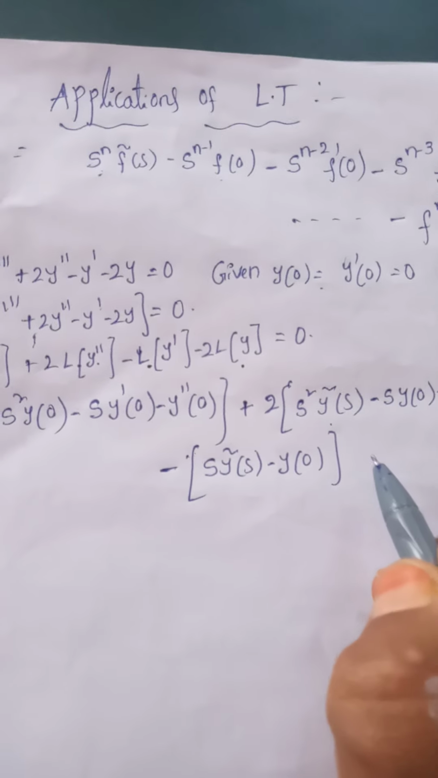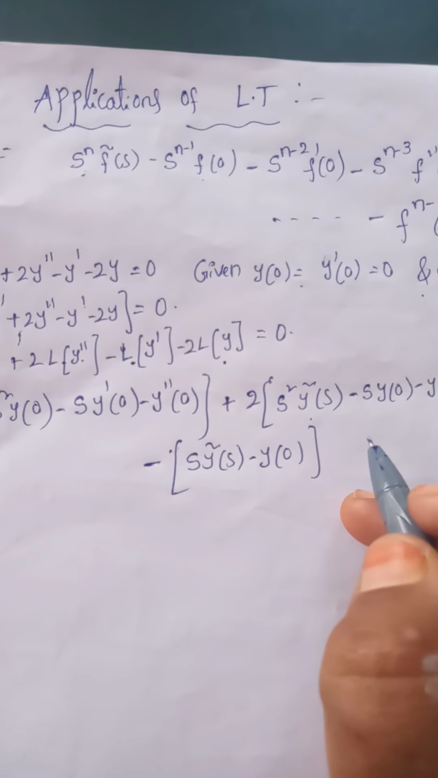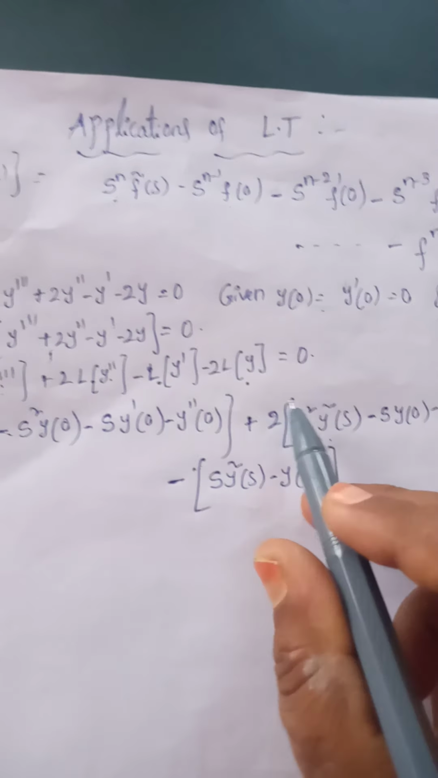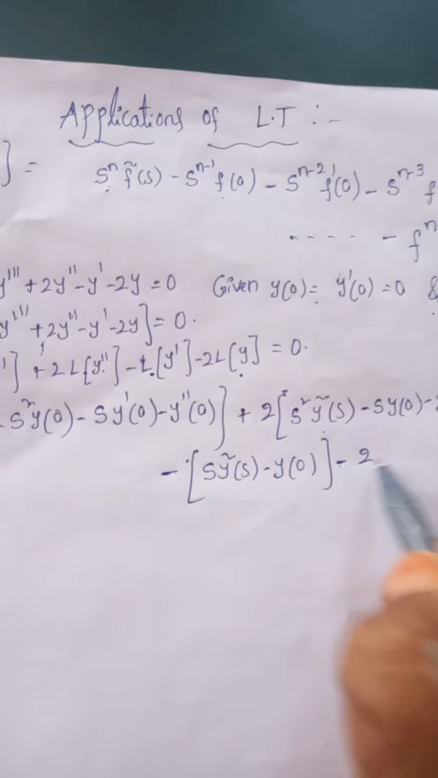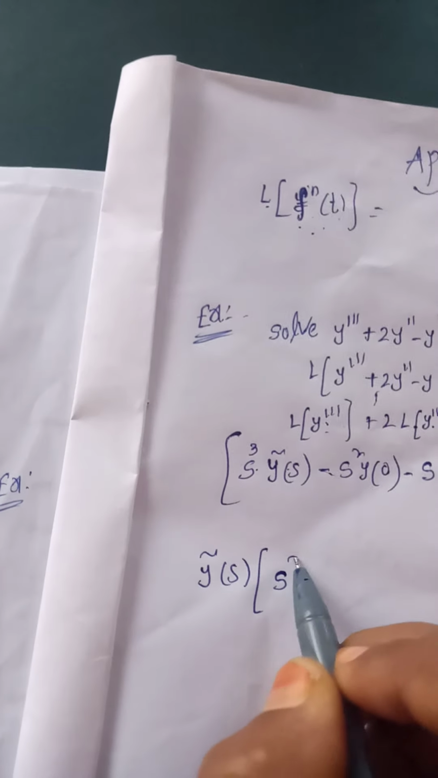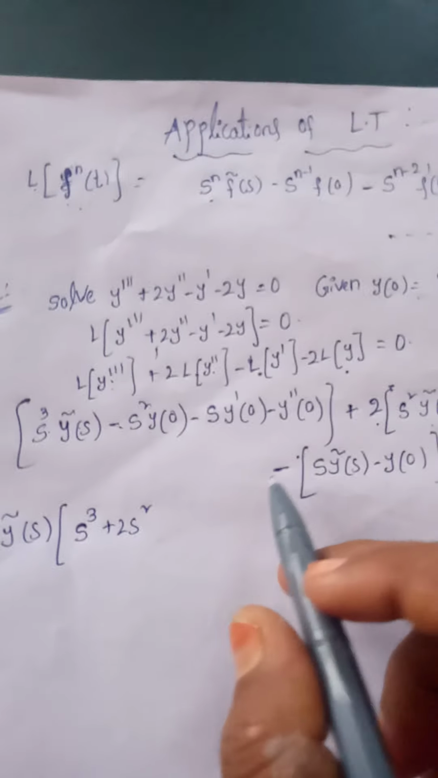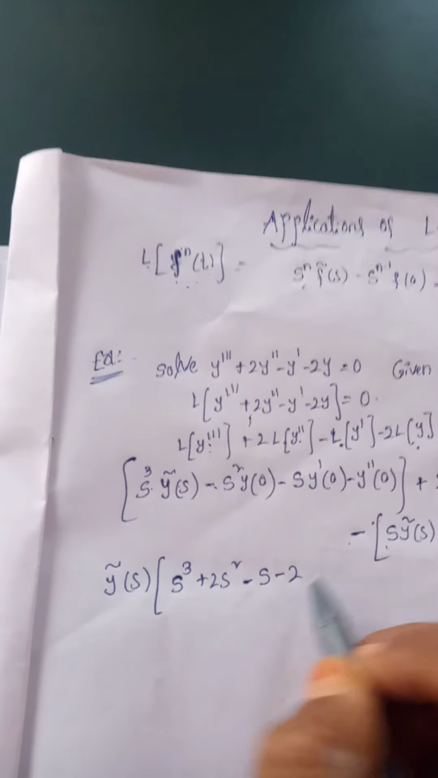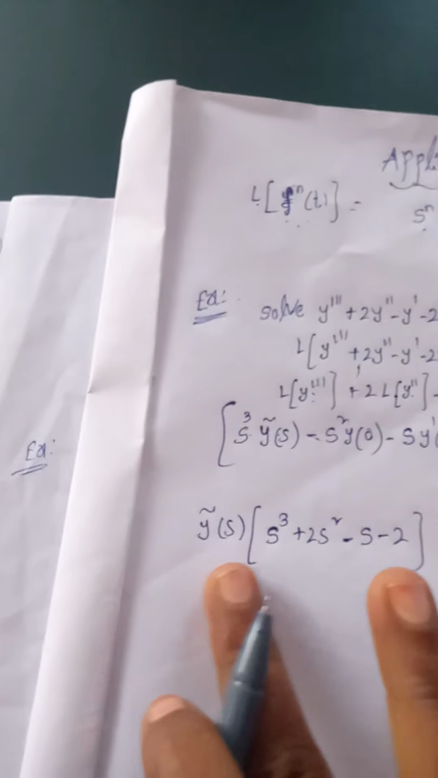Next, L of y. L of y means L of f of t. We know the formula L of f of t is equal to f bar s. Here L of y of t is y bar s; simply y means y of t. Already told that value. So first you take the common y bar s from all the values. In the first term s cubed, in the second term 2s squared, in the third term minus s, and in the fourth term minus 2.